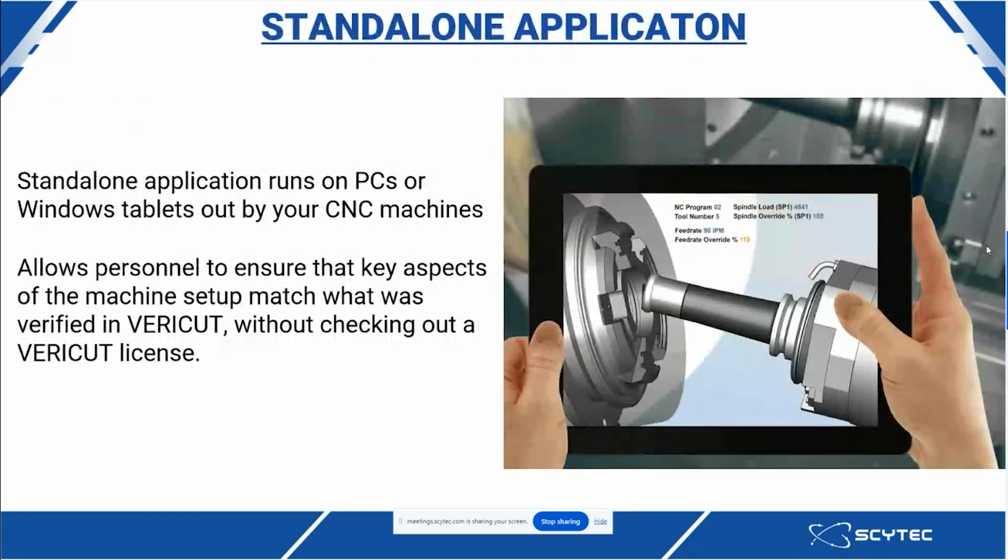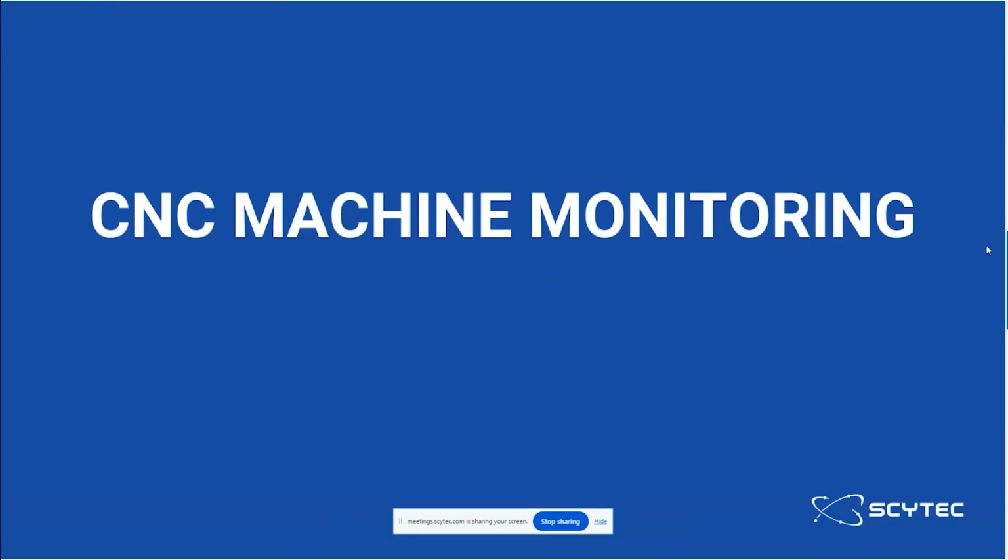And the standalone application as well for Precheck. The standalone application runs on PCs or Windows tablets out by your CNC machines, and it allows personnel to ensure that key aspects of the machine setup match what was verified in VERICUT without checking out a VERICUT license.